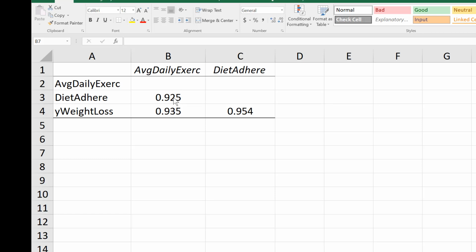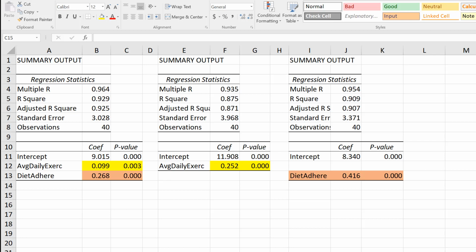So just based on the scatter plots and the correlation matrix, we can make some reasonable guesses as to what would happen if we try to do a prediction. We could predict weight loss from either of these two variables or from both of them. We prepared three regression models to predict weight loss. The first one includes both exercise and diet adherence. This one includes just exercise, and this includes just diet adherence. I've color-coded them to make it easy for your eyes to follow what's going on.